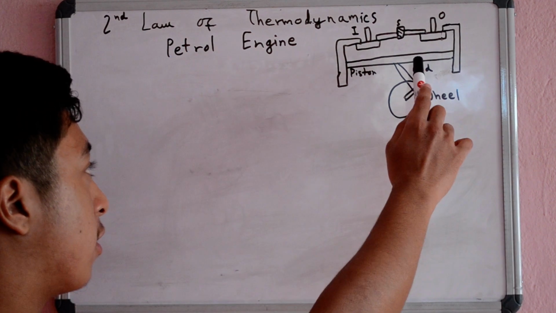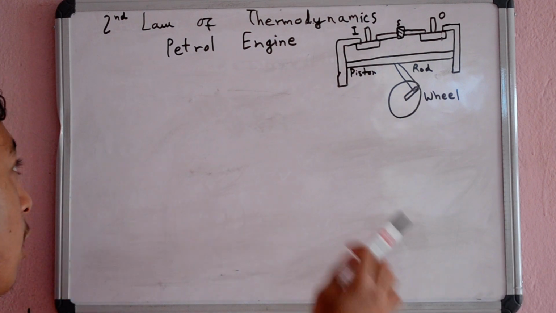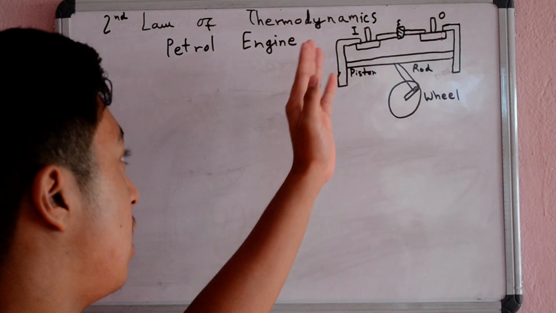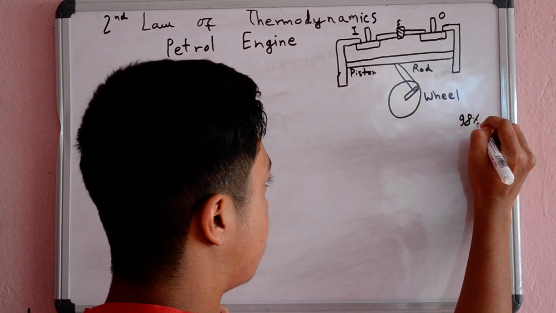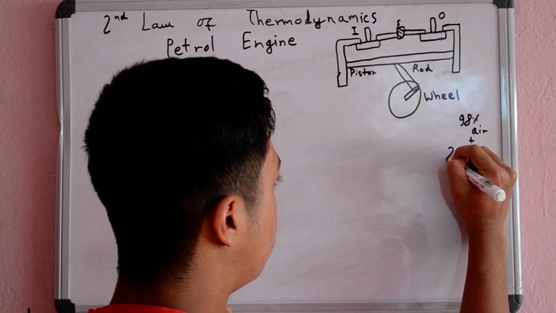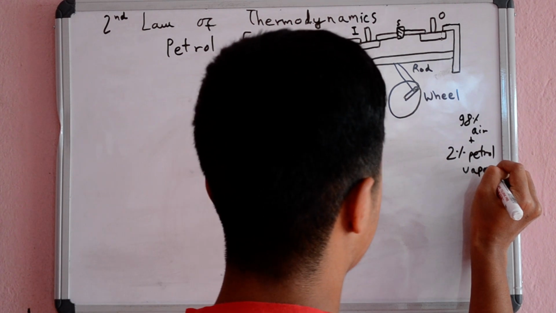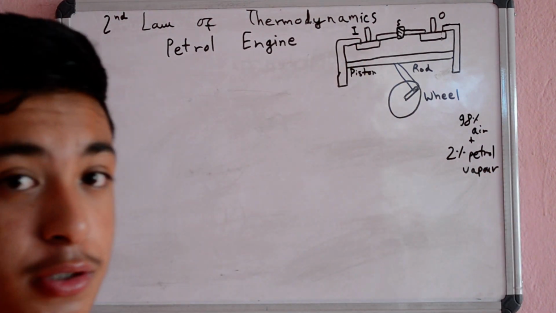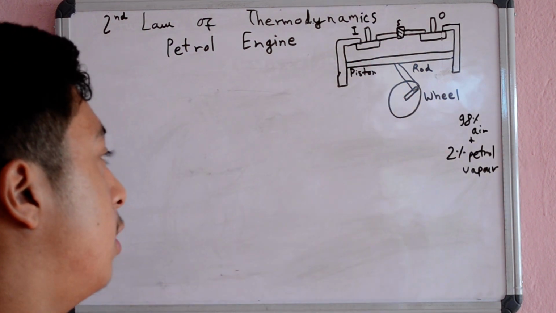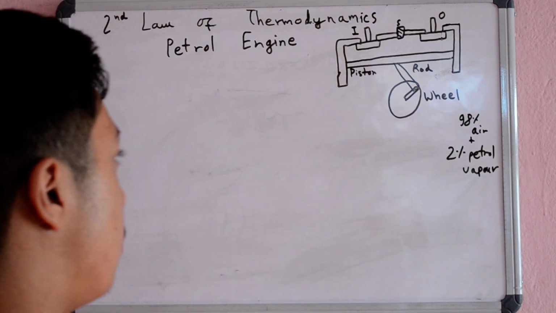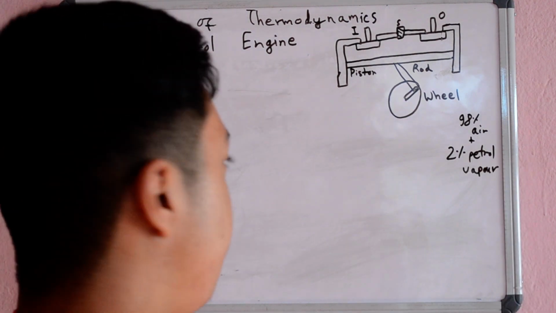We're doing a very important topic, that is the petrol engine. This is the figure for the piston system of the petrol engine. We have an inlet valve to let in the working substance, which is 98% air and 2% petrol vapor. The spark plug is there to ignite the mixture of the working substances, and the outlet valve lets go of the working substances. And we have a rod and wheel to continuously move the piston inward or outward.